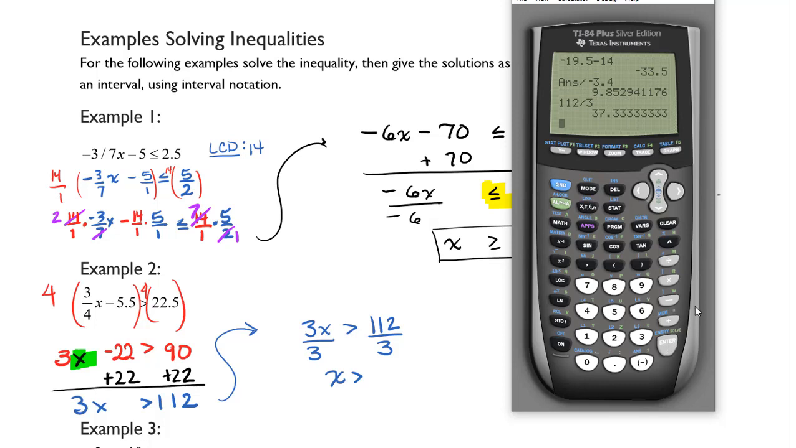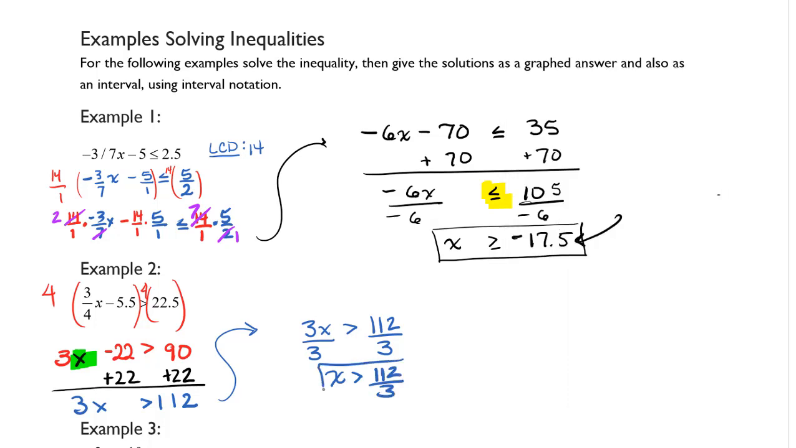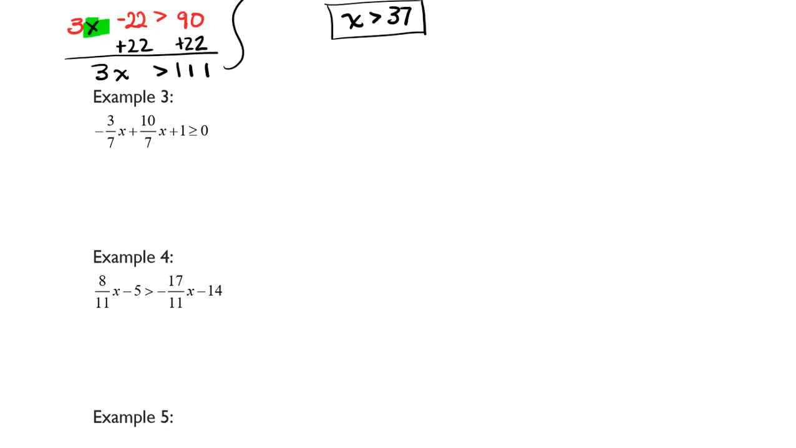And it doesn't. It's 37.333 repeating. Now, what I know about 0.3 repeating is that it's equal to 1/3. So we could just leave it in the form 112 over 3. You are welcome to do a decimal approximation, but since it is a repeating decimal, it's best to just leave it as a reduced fraction.